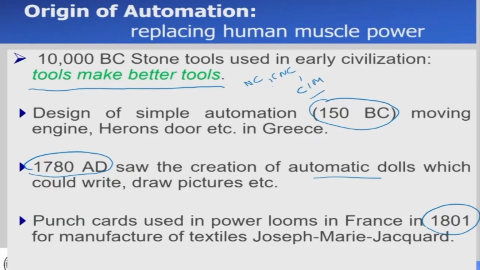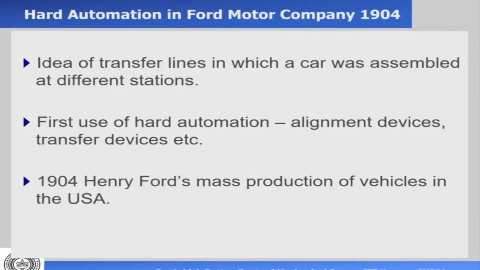So we see that the punch card was first used in the manufacture of textile by Joseph Jacquard in 1801 in France. And that is the development of a way of writing a program and storing a program. Now, as we move further, 1904 saw the invention of a transfer line.